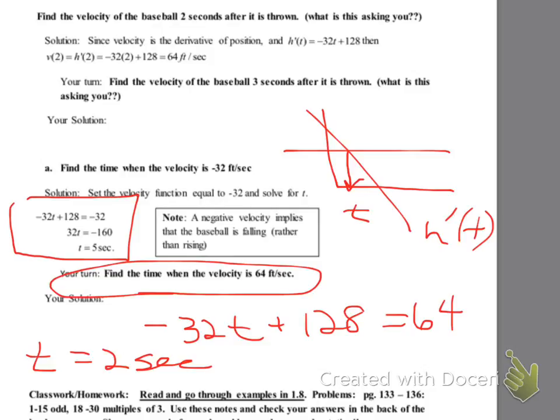So the assignment is written below. You're going to do 1 to 15 odd, 18 to 30 multiples of 3 in our textbook. Check as you go to make sure that you're understanding it.